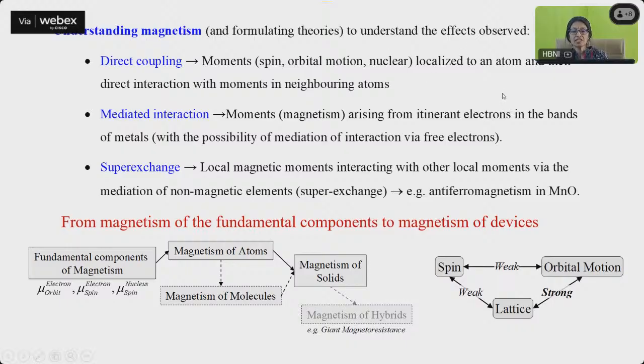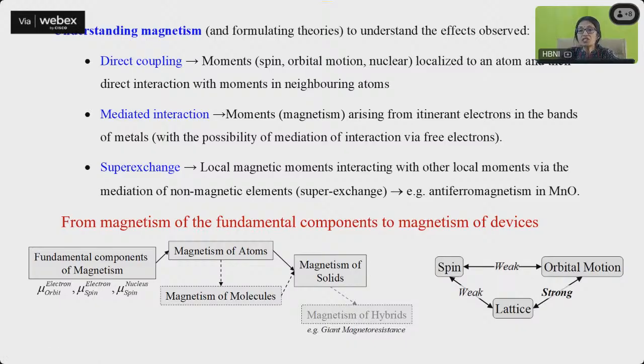So from magnetism of the fundamental components to magnetism of devices, this is what the journey is going to be. What you have is the fundamental components of magnetism. As you can see, there is the magnetic moment arising due to the orbital motion of the electron. You have the magnetic moment arising due to the spinning motion of the electrons. And also you have the spinning of the nucleus, though its contribution is very little. All of this gives rise to the magnetism you see in atoms. Together this gives you the magnetism of molecules, and together you have the magnetism due to solids.